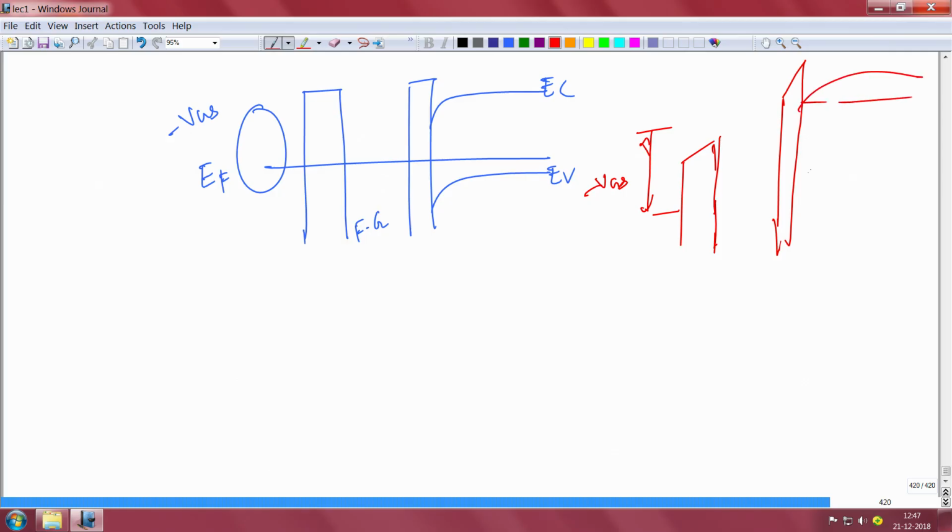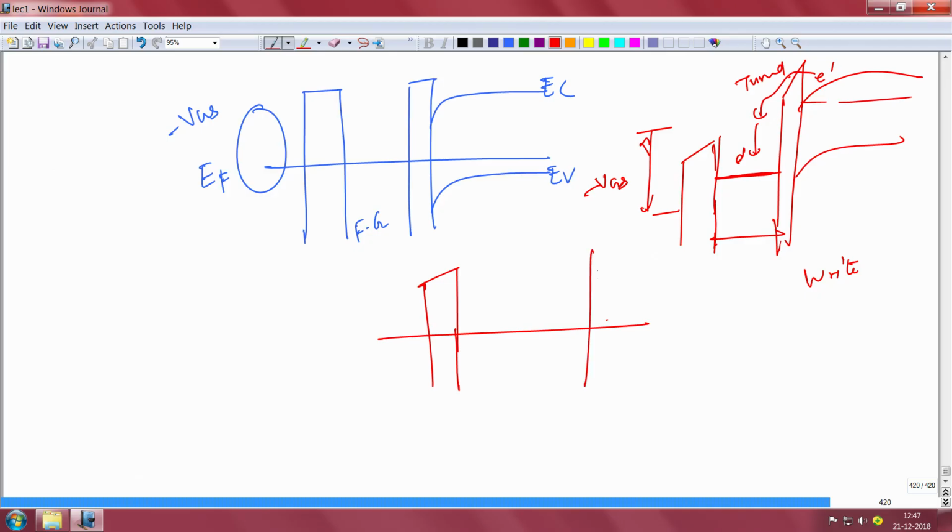So what will happen is that you will be able to tunnel inject an electron, and it will form in the level here. You will tunnel inject an electron here, and that's called the write operation, right? And when you store, you remove the charge, it will store. Basically, when you remove that bias, the electron will be stored here.